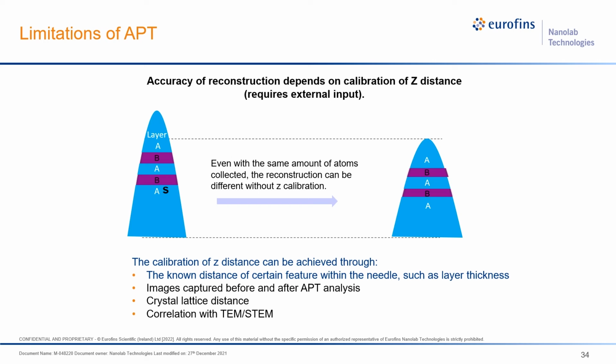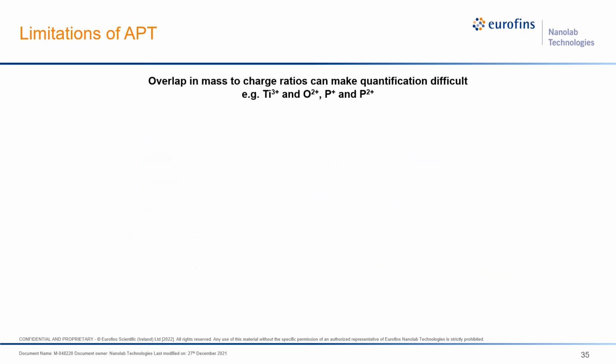calibration is correct. Another important limitation is the overlap in the mass-to-charge ratio, which can sometimes make exact quantification difficult. And over here, the specific example which I've taken is titanium 3+. Titanium has an atomic mass of 48, and the 3+ charge state will have a mass-to-charge ratio of 16, which overlaps with the mass-to-charge ratio of oxygen+.